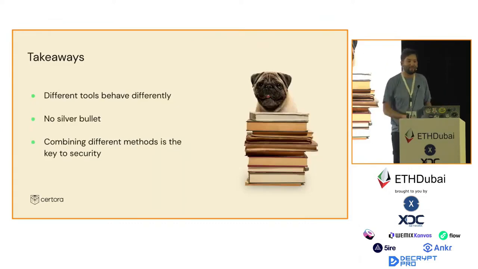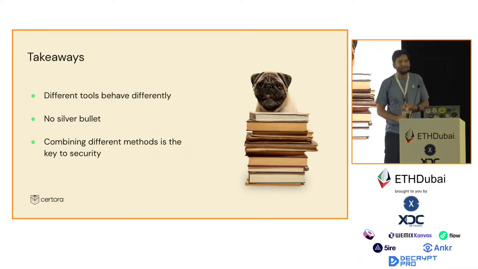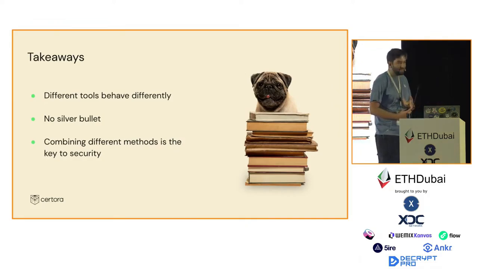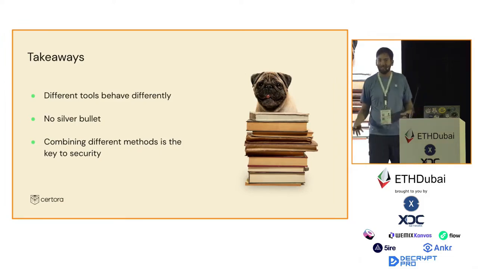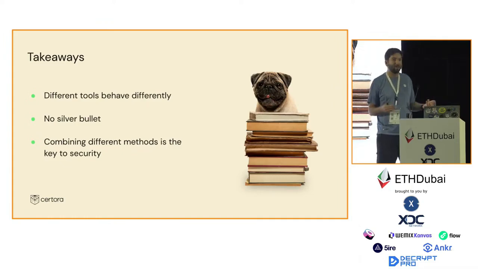What are the takeaways from this talk? Different tools, different technologies are like different animals. They behave differently, they have different limitations, different strengths, different restrictions, and different costs. We can see that there is no tool that is strictly better than the others. Each tool has its own disadvantages and costs. And the key to security is to try and combine several different technologies to cover the drawbacks of each other and find as many bugs as possible to secure our code.